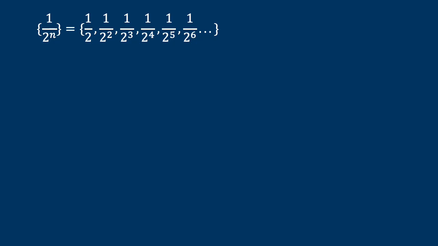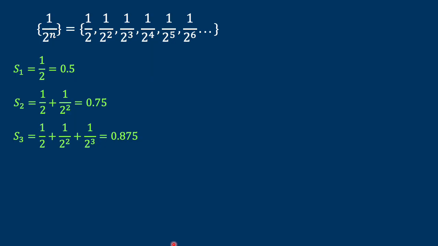If you take the sequence 1 over 2 to the n, that's 1 over 2, then 1 over 2 squared. The third term is going to be 1 over 2 cubed, and so on. What if we add one by one? The first one is 1 over 2, that's 0.5. What if the first term and second term? 1 over 2 plus 1 over 4, that's going to be 0.75. We add 3 terms, 1 over 2, 1 over 4, 1 over 8.